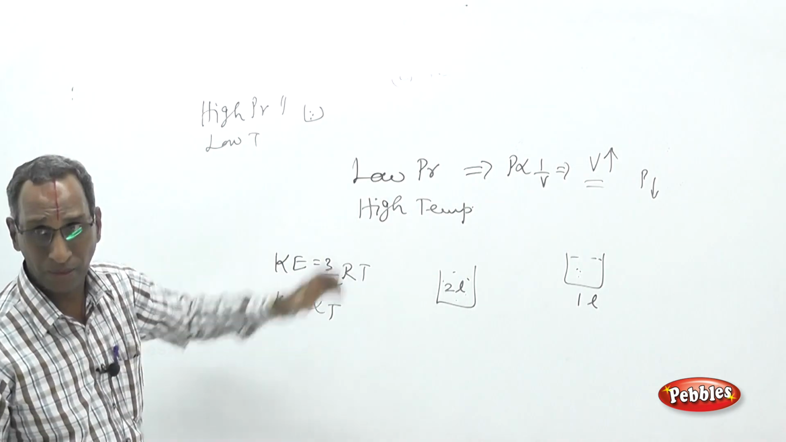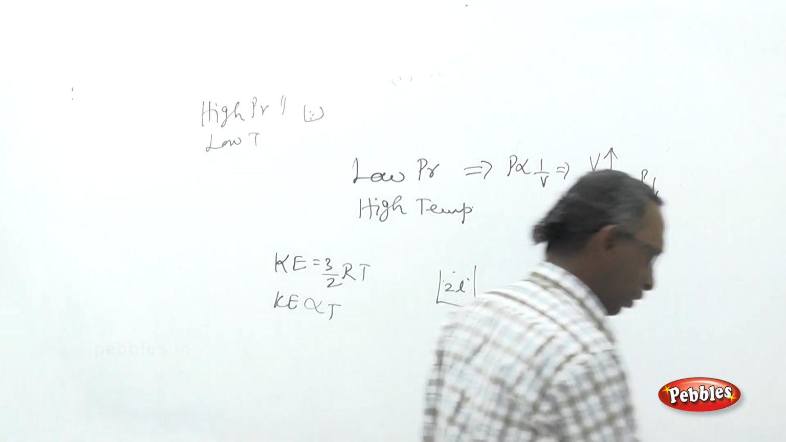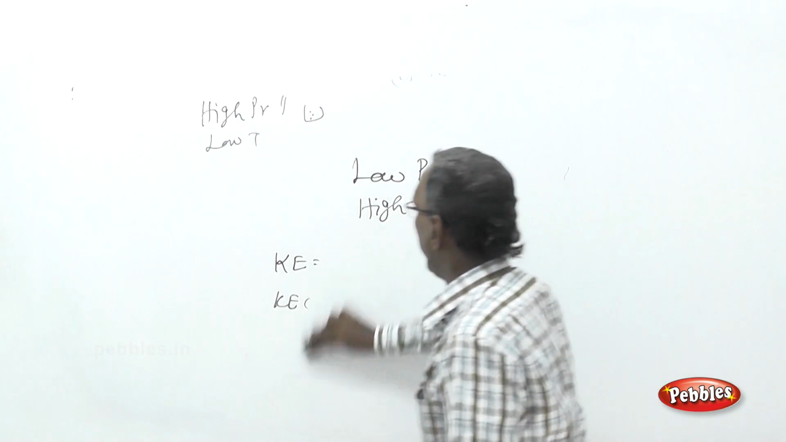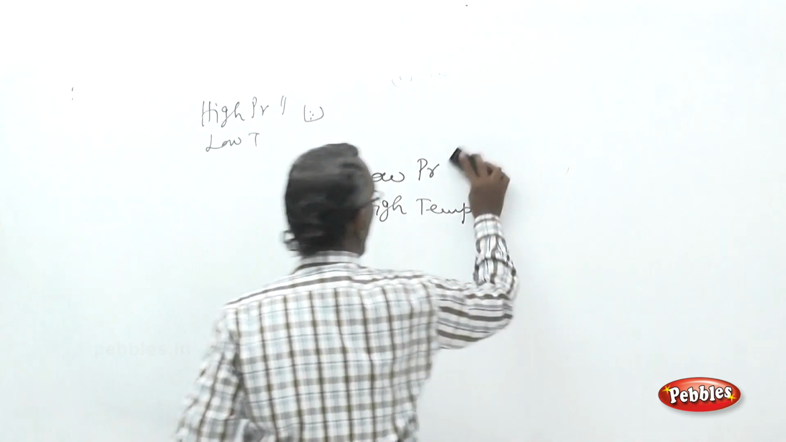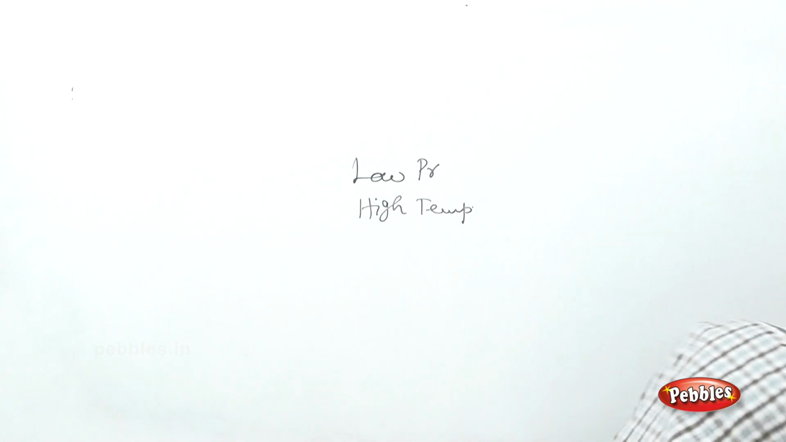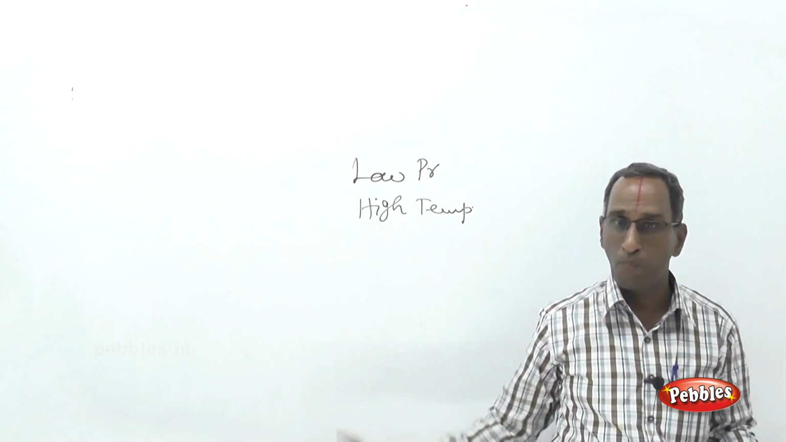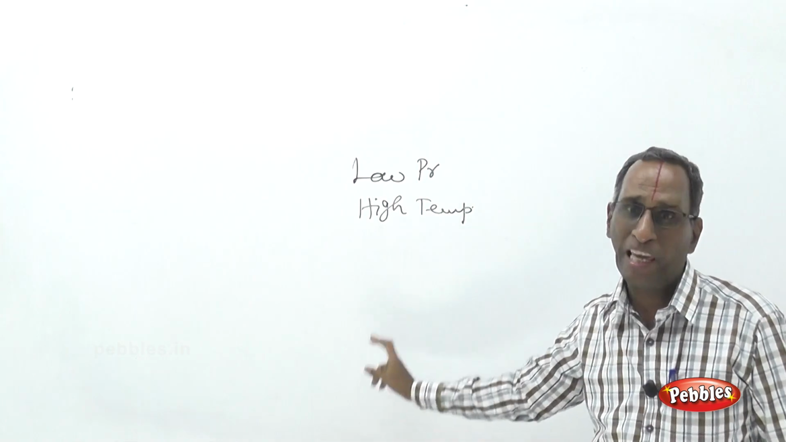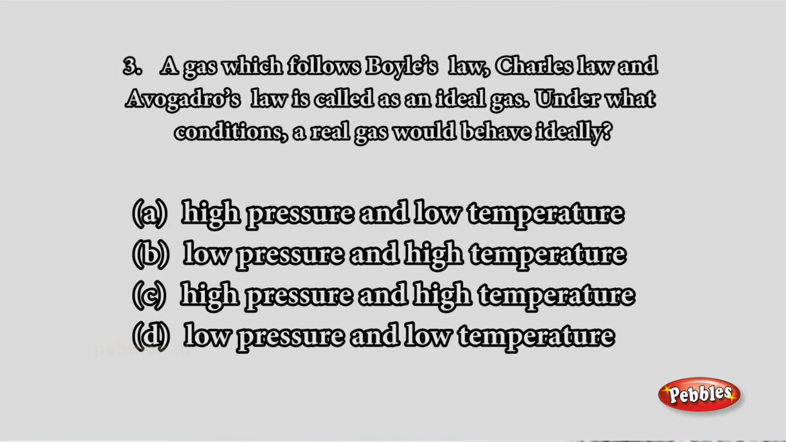Here you can compare. You have to carefully note these two conditions, the essence of the condition for ideal behavior: low pressure and high temperature. If you carefully analyze this situation, the correct choice can be marked. In this question, this choice is given as choice B. So choice B is the correct answer.